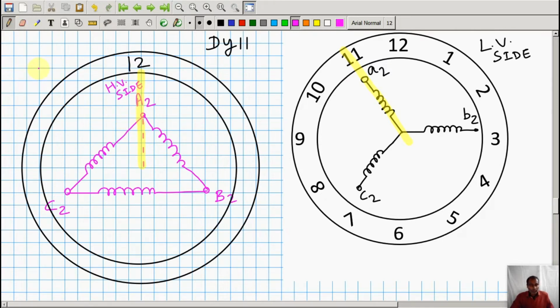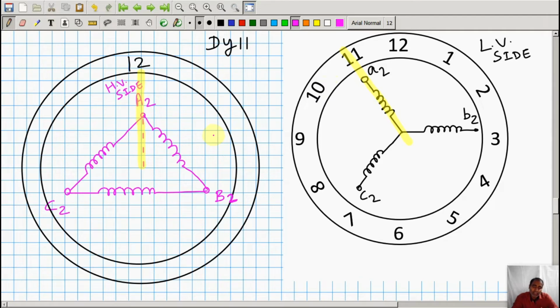Now recall that at the time of writing the terminals of the HV side, that means capital A2, B2, C2, I have not written the other terminals, that means capital A1, B1, C1, and I told you at that time there is a reason for that. Now it is evident why. The phase windings on the HV side and LV side should always be drawn parallel to each other. This is very important.